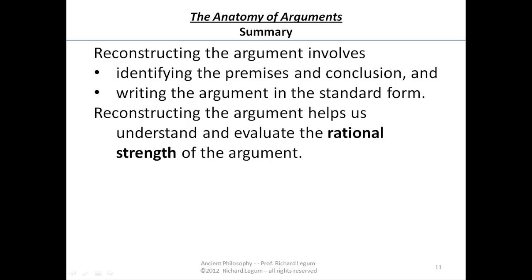Now, just to review, reconstructing the argument helps us understand and evaluate the rational strength of the argument. Does that set of premises provide good support for believing the conclusion? Remember, this all has to do with gaining knowledge, having good reasons for believing something, and that's why we're looking at the argument. So we're looking at rational strength as opposed to rhetorical power.